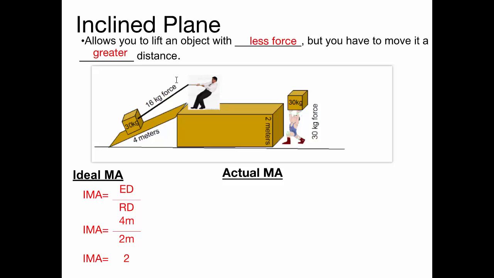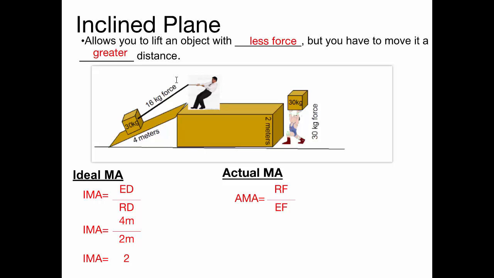All right. So that's the ideal mechanical advantage. How about the actual mechanical advantage? Remind me of the formula that we use to calculate the actual. Meg? The resistance force divided by the effort force. The resistance force is basically the weight of the object you're trying to move. The effort force is the force that you apply to move that object.